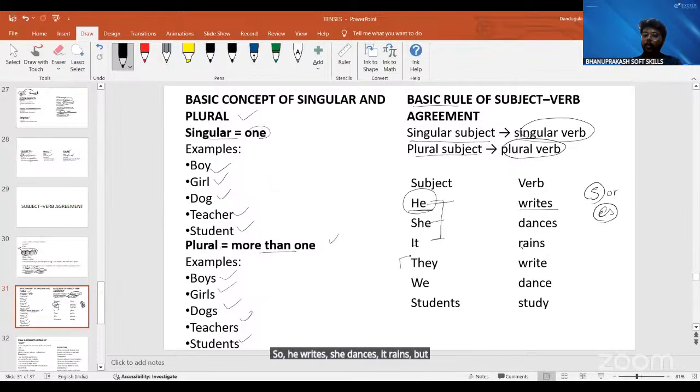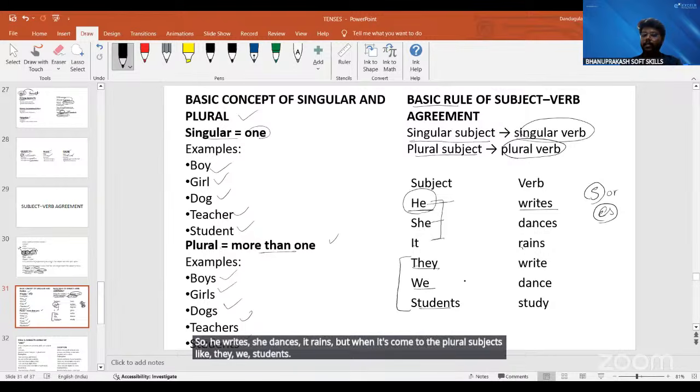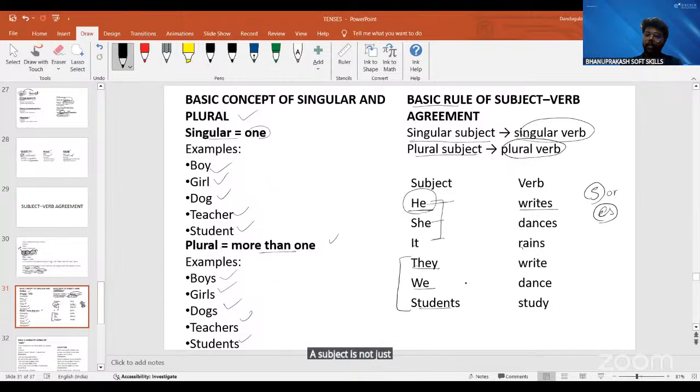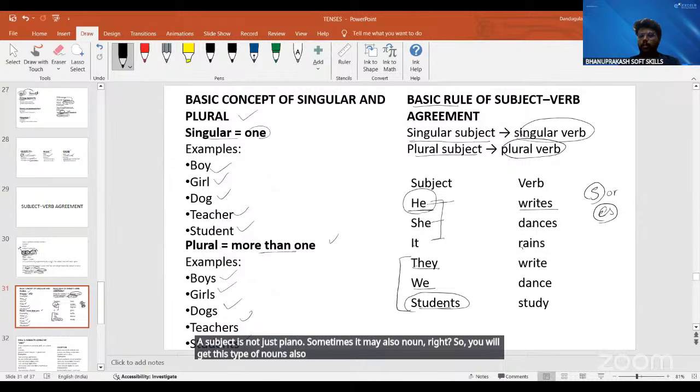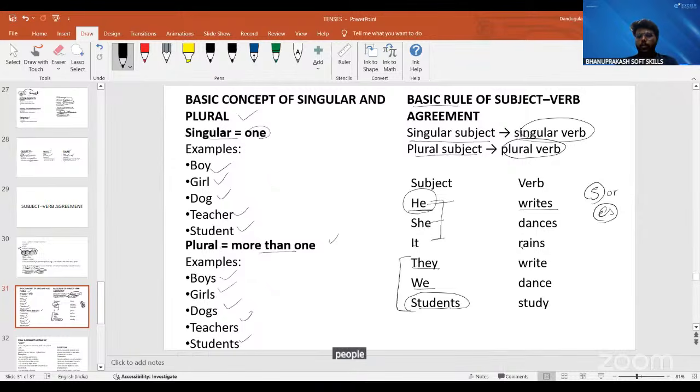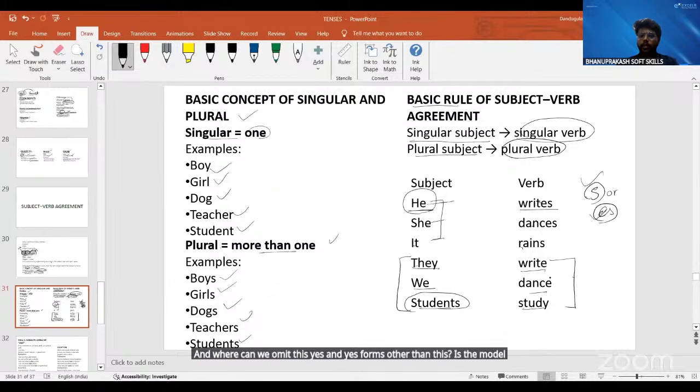But when it comes to the plural subjects like they, we, students, a subject is not just a pronoun. Sometimes it may also be a noun, right? So you will get this type of nouns also, students, people. So in such cases, we use the normal write, dance, study. We never use these s or es forms. And where else can we omit these s and es forms? With the modal verbs again. Okay. So they write, we dance, students study.